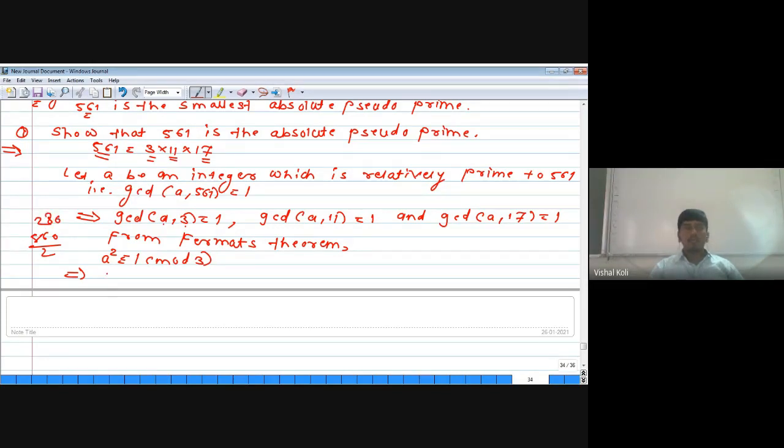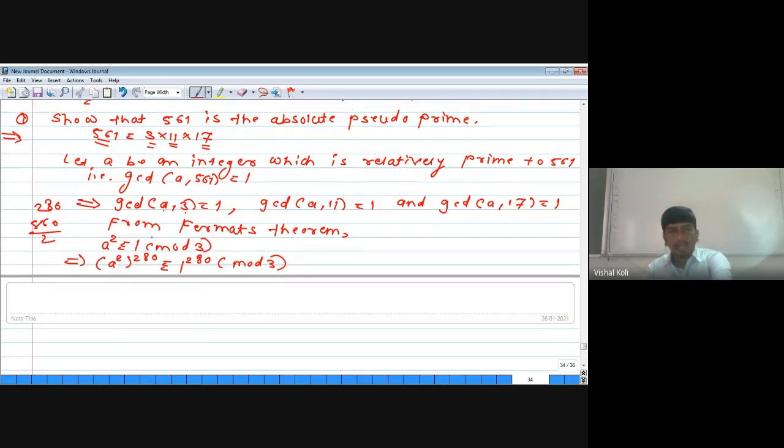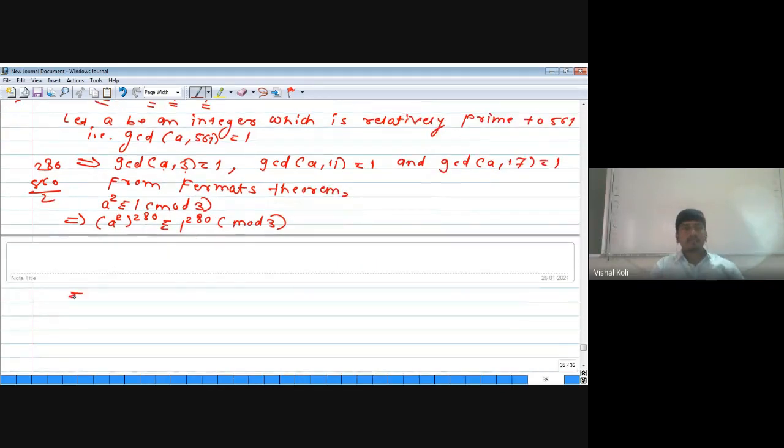Take k equal to 280, which implies a to the power 280 is congruent to 1 to the power 280 modulo 3, which implies a to the power 560 is congruent to 1 modulo 3. Take this one as equation 1.